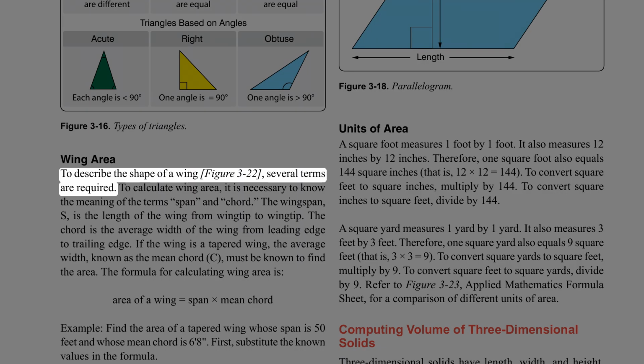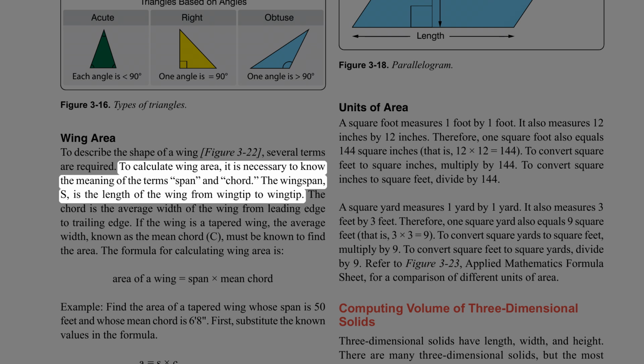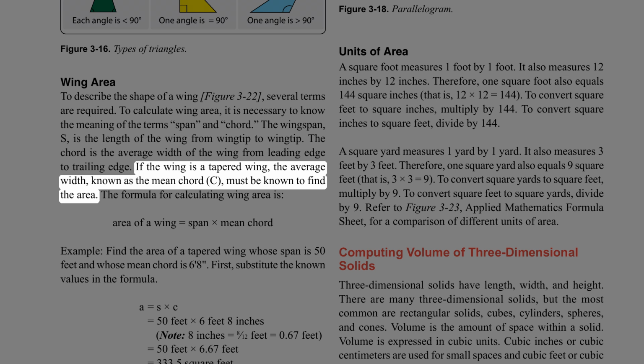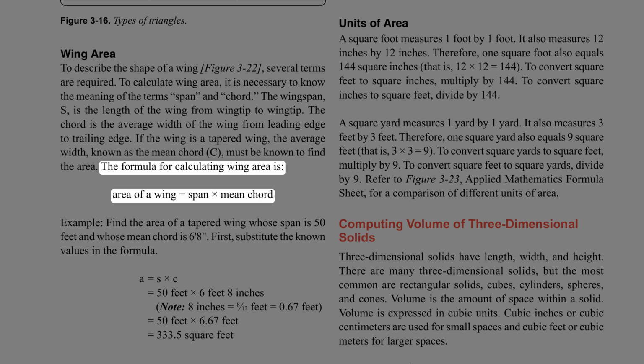Wing area. To describe the shape of a wing, figure 3-22, several terms are required. To calculate wing area, it is necessary to know the meaning of the terms span and chord. The wingspan, S, is the length of the wing from wingtip to wingtip. The chord is the average width of the wing from leading edge to trailing edge. If the wing is a tapered wing, the average width, known as the mean chord, C, must be known to find the area. The formula for calculating wing area is area of a wing equals span times mean chord.